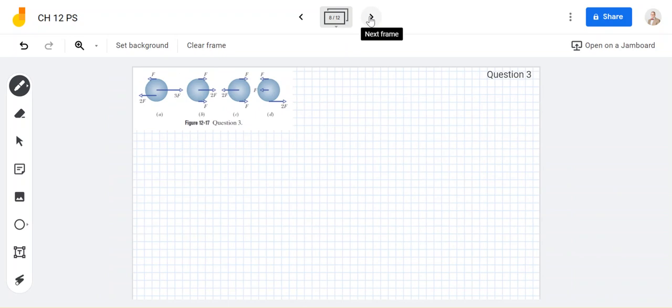This one says, the figure shows 4 overhead views of a rotating uniform disc that are sliding across the floor. 3 forces, F, 2F, and 3F, act on each disc, either at the rim or at the center or halfway between the rim and the center. The force vectors rotate with the disk. These are just snapshots. Which disks are in equilibrium? What does equilibrium mean? That's the important thing.